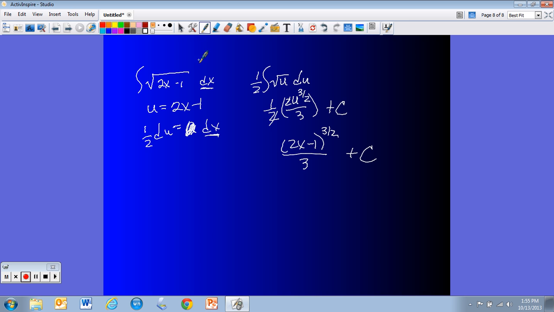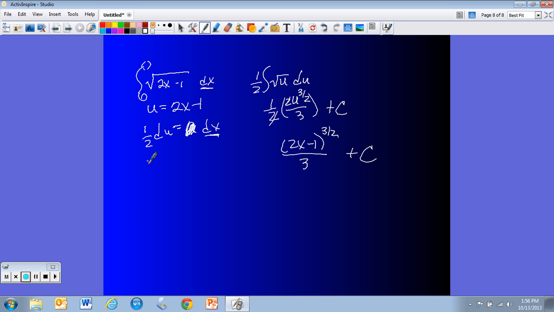Once again, like yesterday, they might give you a definite integral. They might put some values here. And if they did, no biggie. Just plug them in when you're done here. Plug in the top bound minus plug in the lower bound, and then you'll have your answer for that.